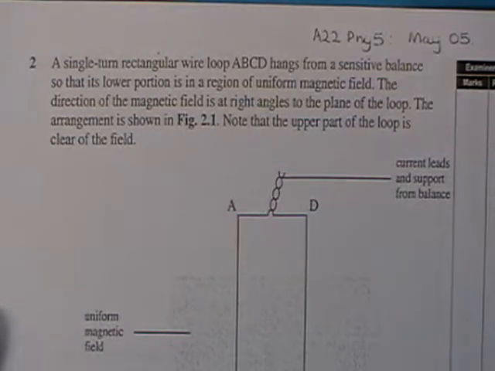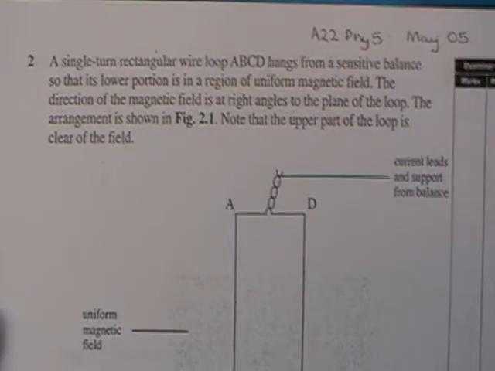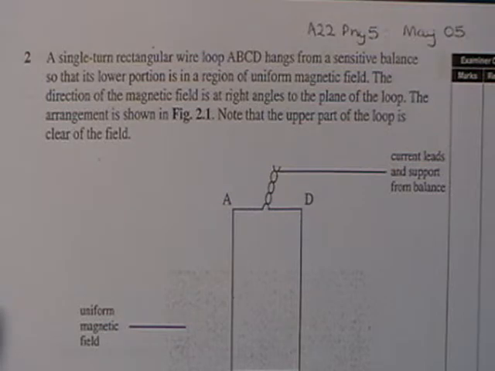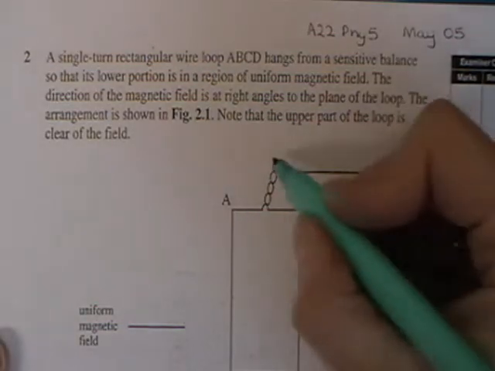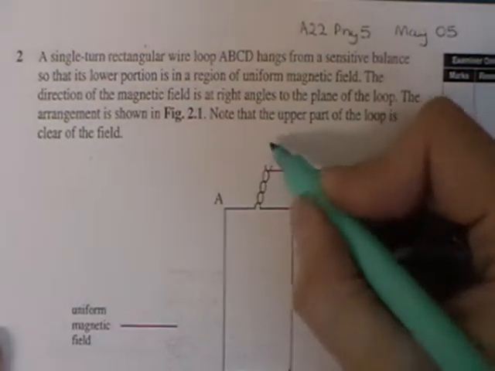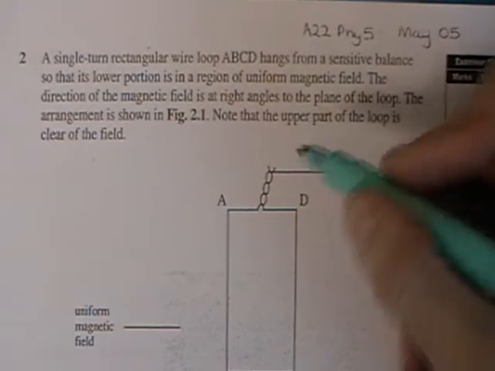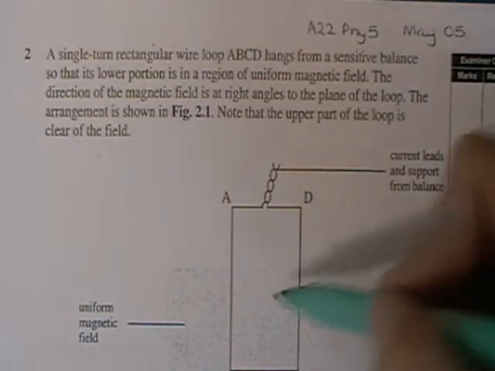This is A2 physics 5, May 05. This is question 2 and it's about magnetic fields. A single turn rectangular wire loop ABCD hangs from a sensitive balance. So up here it's hanging from some kind of balance which is registering a weight, so that its lower portion is in a region of uniform magnetic field.